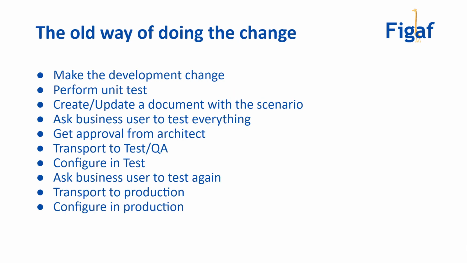Now this is the normal development flow for changes. You need to make a change, then perform some unit tests on it, and create updated documentation for the scenario you have. You need to ask the business to test that it works. You need to get approval from the architect, transport it to QA, configure it, ask users to test again, then transport and configure in production. All of these are manual steps that involve a lot of effort, and the more we can automate of this, the better.